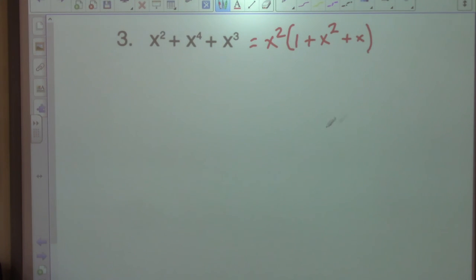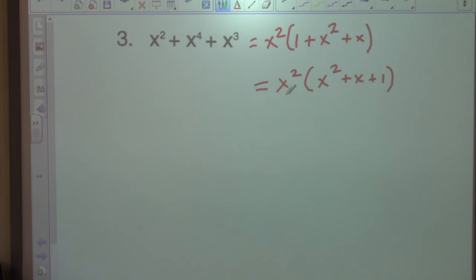So this will be our greatest common factoring, and I want to do one last thing. I'm going to rewrite this as x squared times, what am I going to do here next, you think? Plus x squared. I'm going to write it like this, x squared plus x plus 1. Standard form.